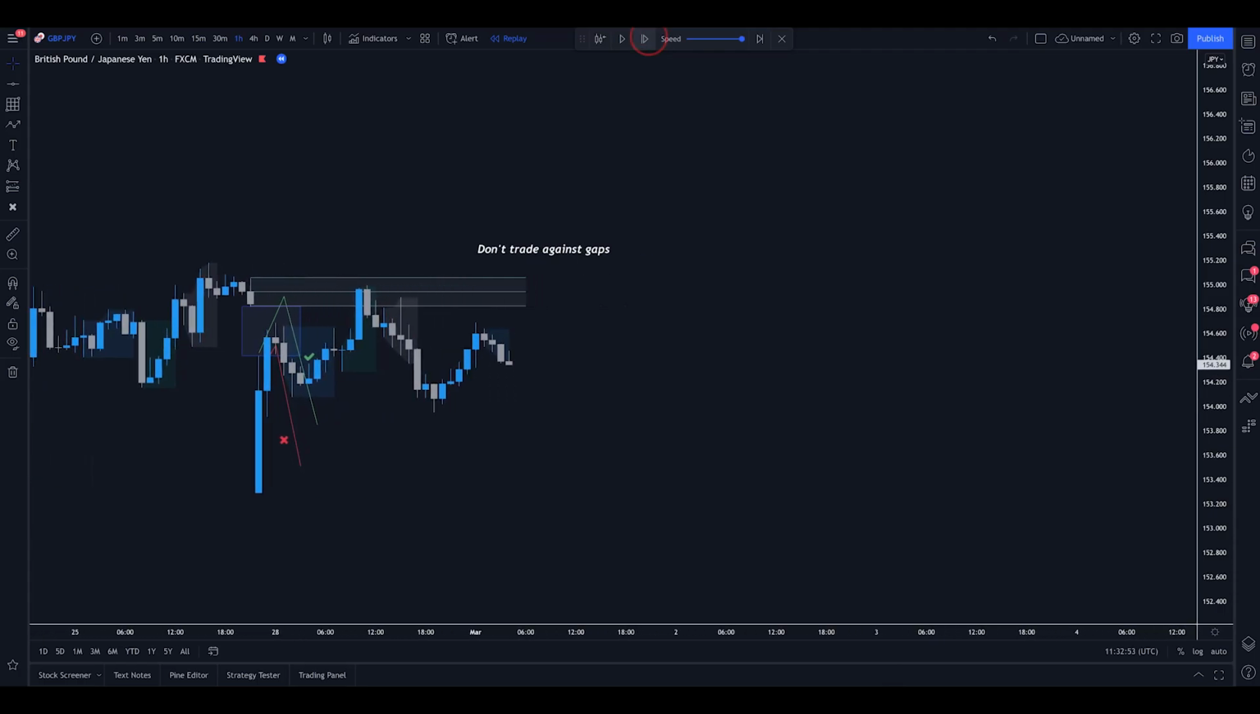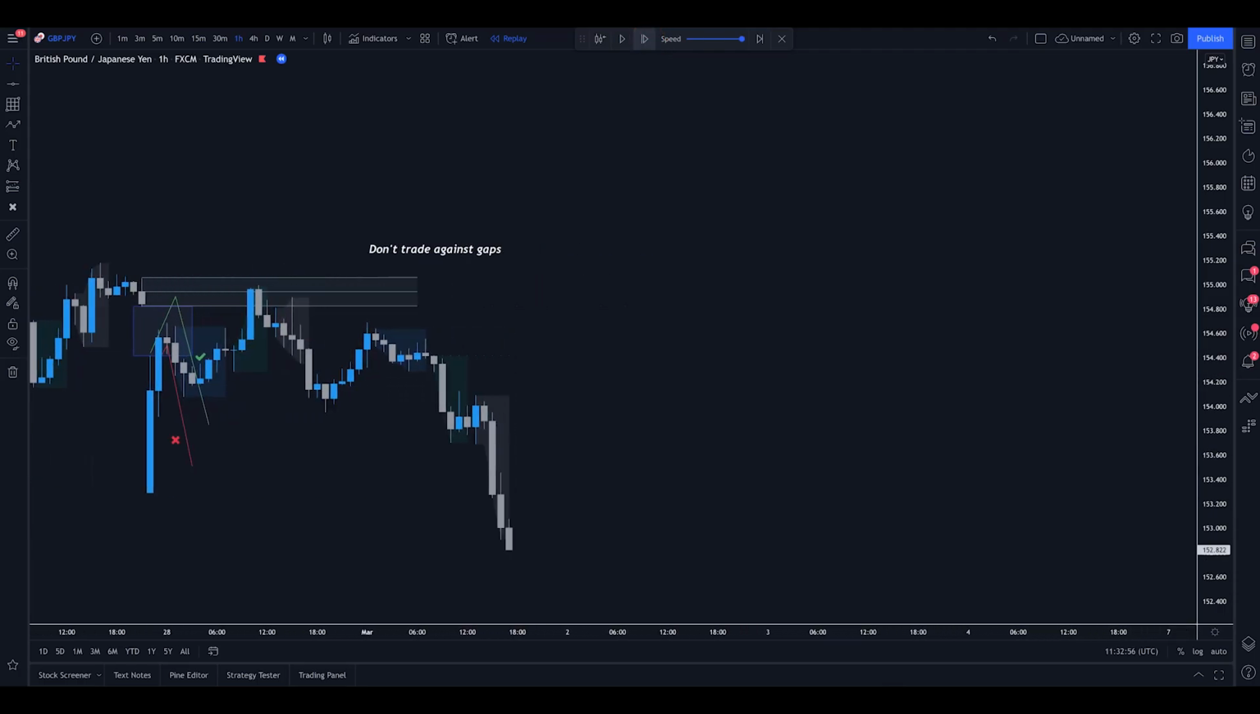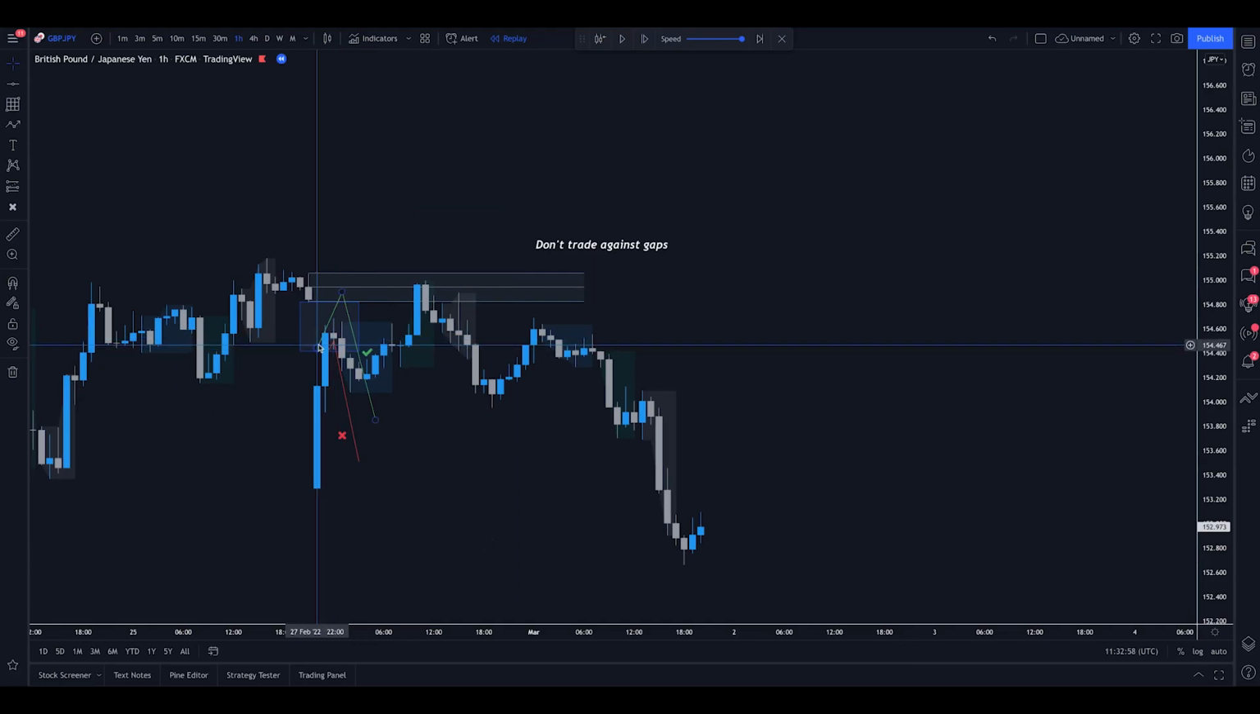Okay, so you see we had to go and fill the gap first. The market wasn't ready to move down until the gap was filled. Now, as you can see, there were signs of reversal here, but we don't want to trade this because we still have an open gap above.